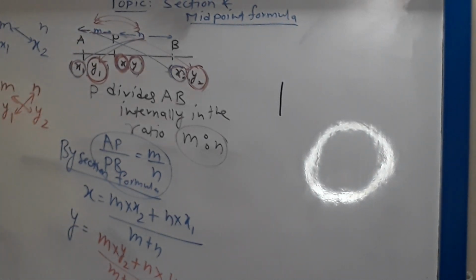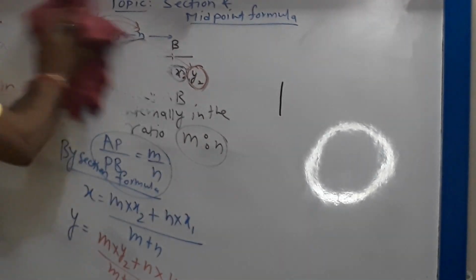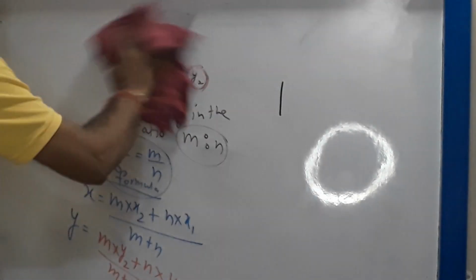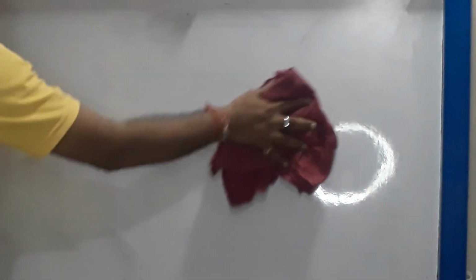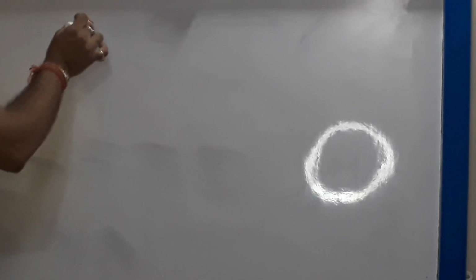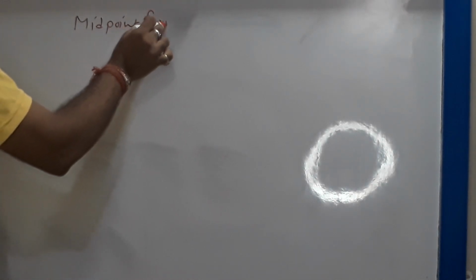When P divides AB internally in the ratio m:n, then we apply the section formula. So when P is any point between A and B, dividing AB internally in a ratio, we apply the section formula. And what is the midpoint formula? Section formula and midpoint formula.